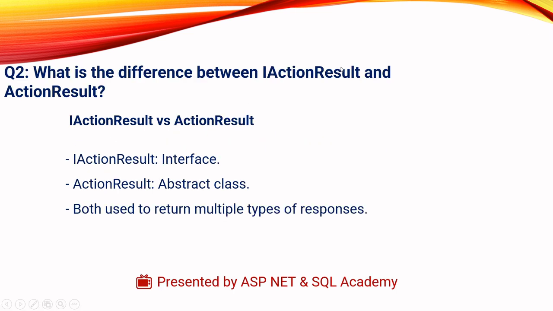IActionResult is an interface while ActionResult is an abstract class. Both can be used as return types to allow multiple response types from a controller action.